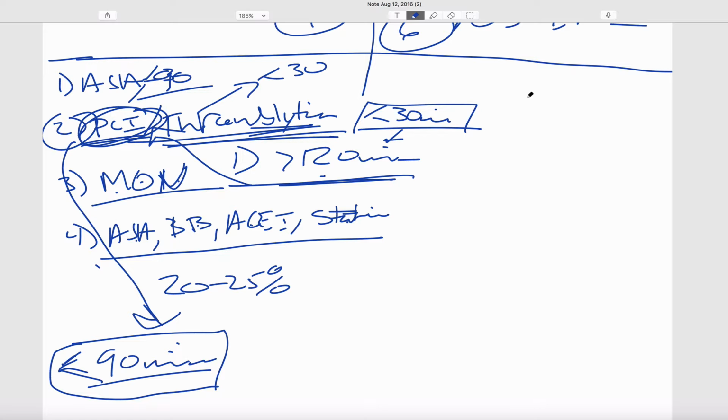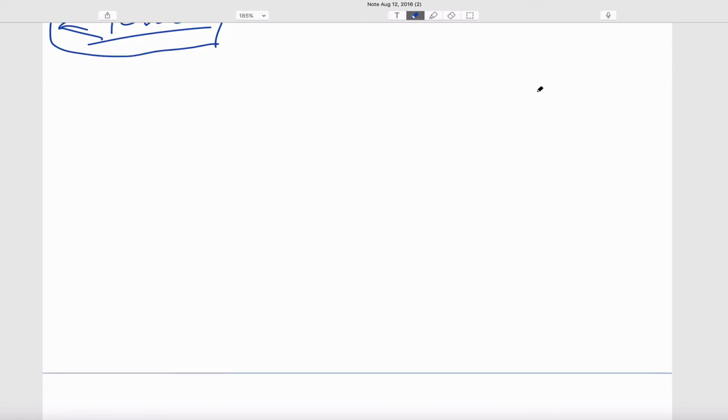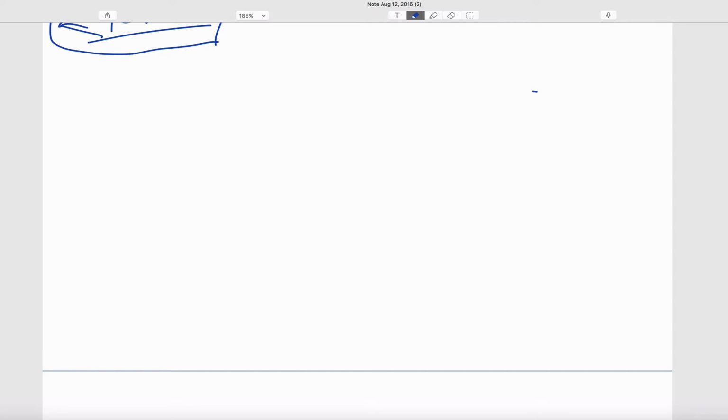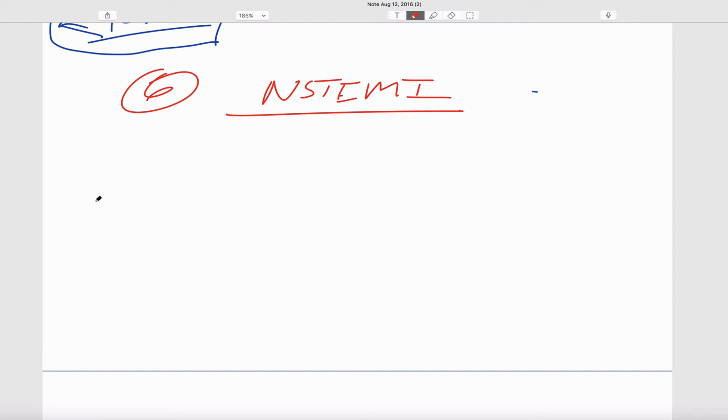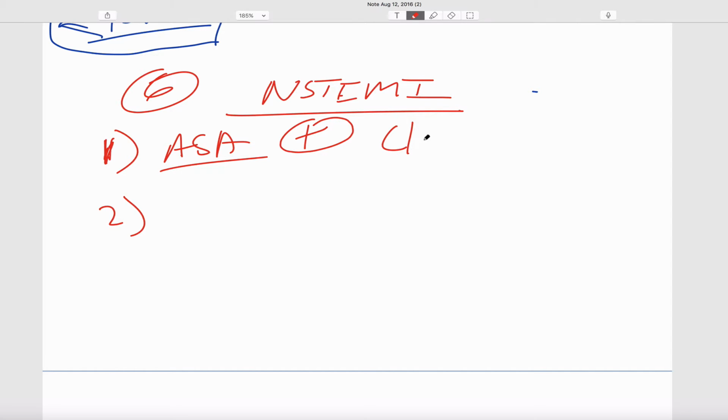So now we're going to bump over to NSTEMI, and I'll scroll on down. When we think about NSTEMI, we want to think about the things that we need to do for it, and there are 6 main things involved. The first 2 are very time sensitive and need to happen immediately when we think about treatment of an NSTEMI. And as always, aspirin is number 1, but we're going to combine this with clopidogrel.